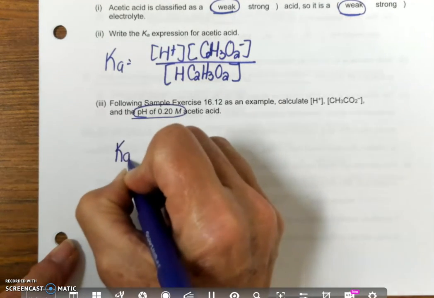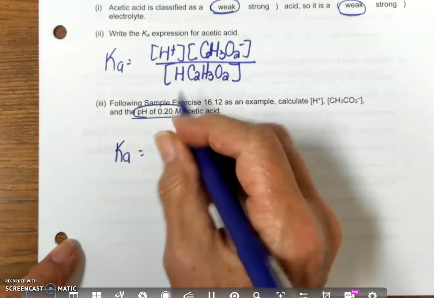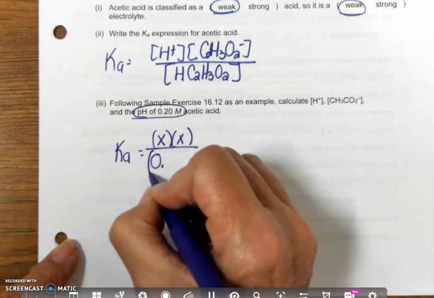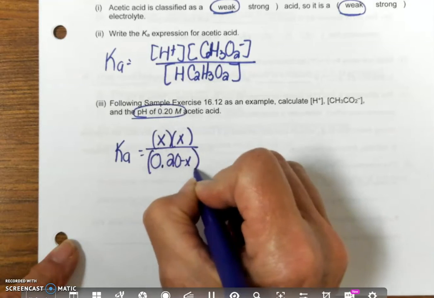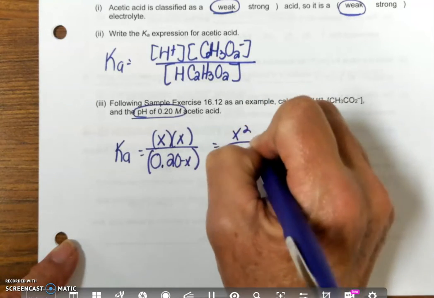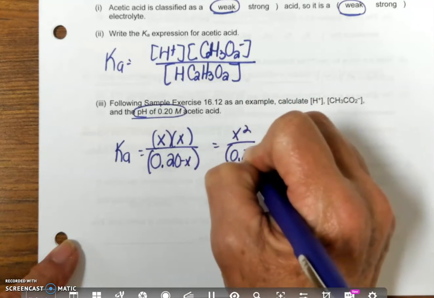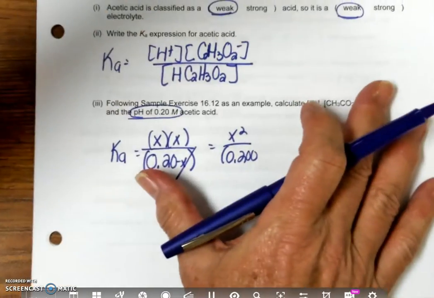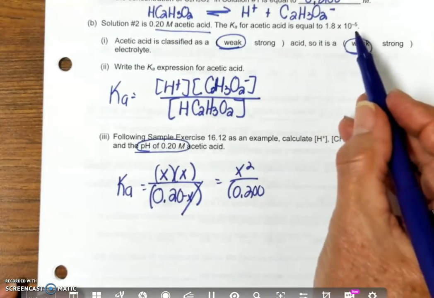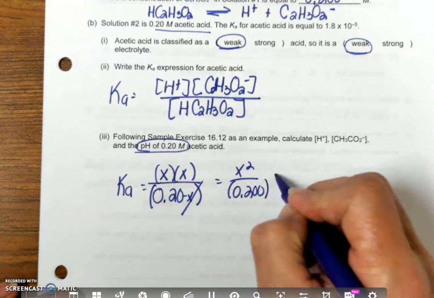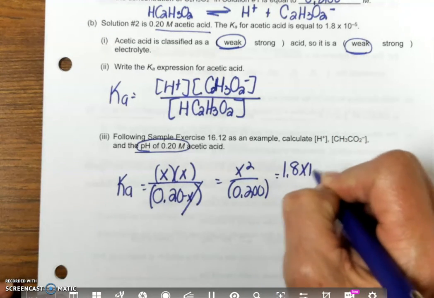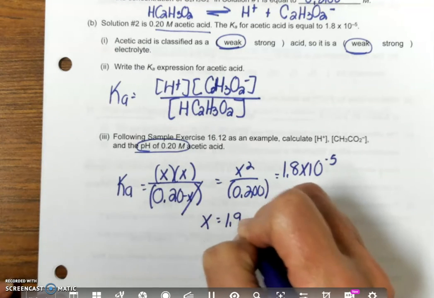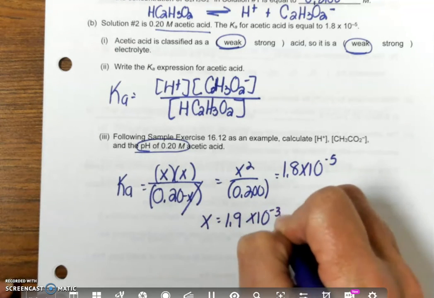So that means that Ka, now I'm going to go through this pretty quick. I'm not making an ice table here because by now you should be able to do this quickly. This is equal to x squared divided by 0.200. I can get rid of that because my Ka is very low. It's 1.8 times 10 to the minus 5. So x is equal to 1.9 times 10 to the minus 3 molar.